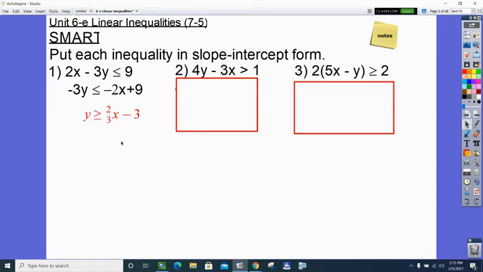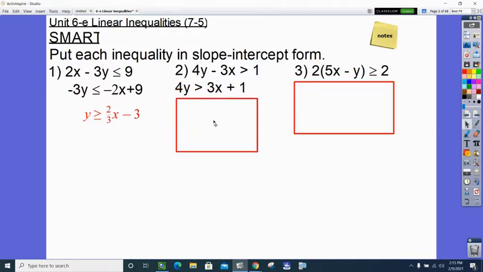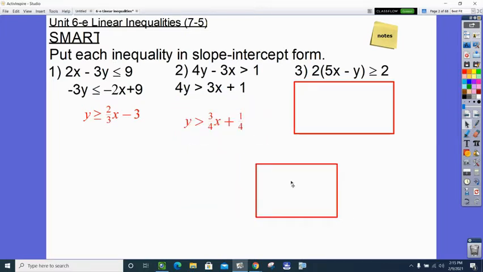In a minute, we're going to talk about graphing that. Okay, now that you tried that one, how about number 2? Did you add 3x to both sides? And did you divide everybody by positive 4 so that the inequality would not switch this time? Okay, finally, number 3. What about that one?